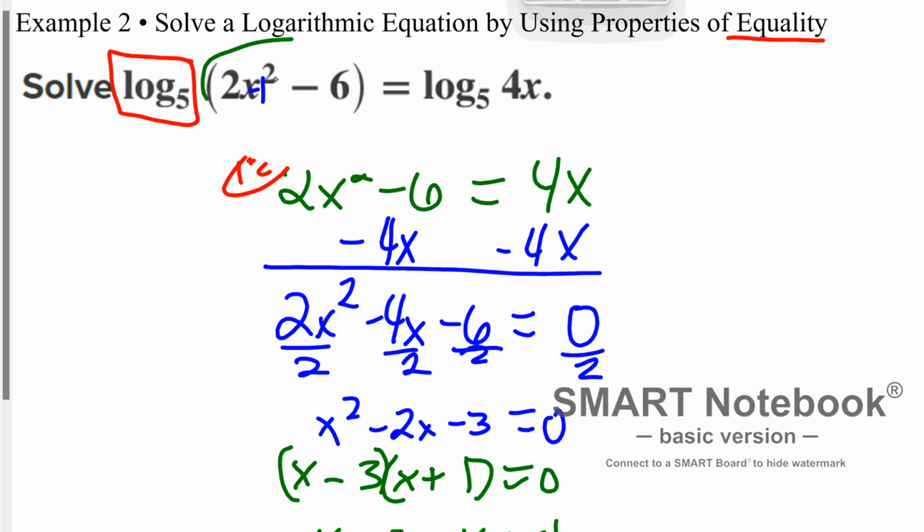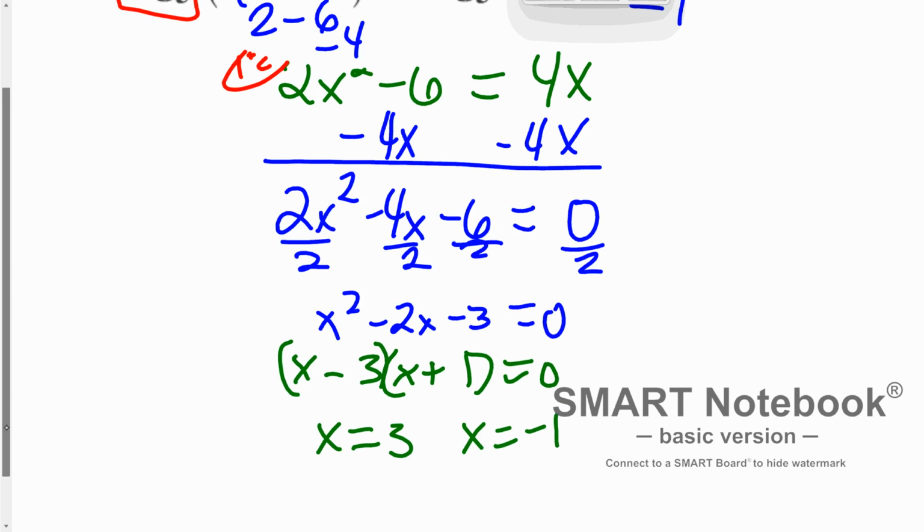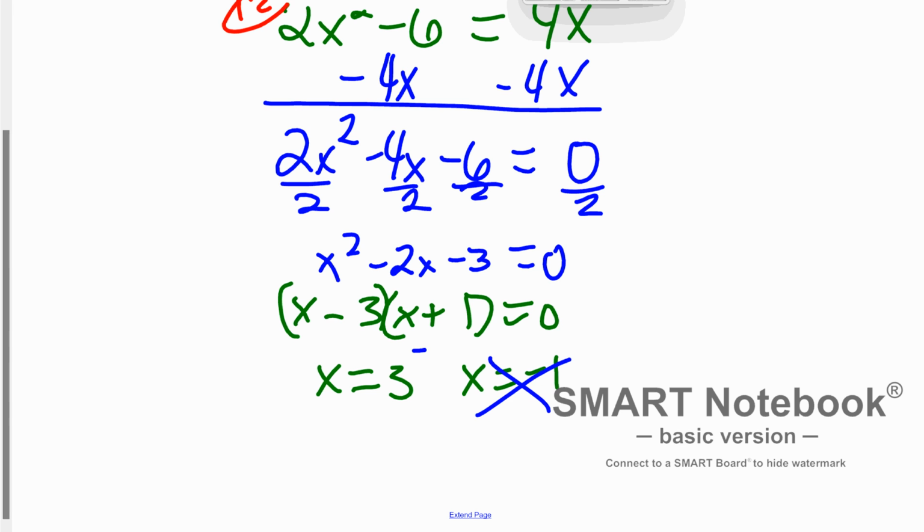Now let's take a look at plugging in negative 1. So when I plug in negative 1, that's squared, so that's 1, times 2, and then minus 6 is a negative 4. I can't have a negative, so the negative 1 is called an extraneous solution, or an extra answer, so that one doesn't work, but that one does. Okay, so there's the example.